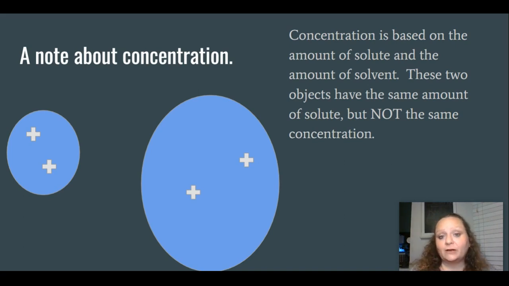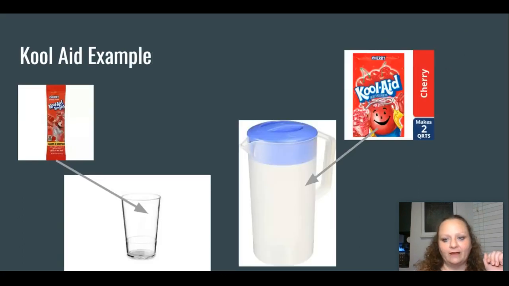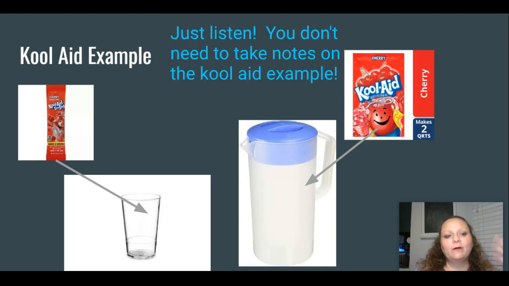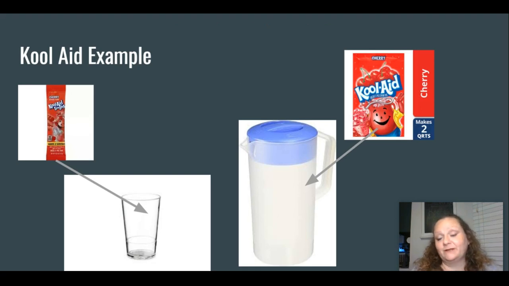That's important to understand. For the cell, concentration is everything. Here's my Kool-Aid example. Again, you don't need to write this part down, just sort of listen for a minute. If I want to make Kool-Aid, I need it to be Kool-Aid concentration, right? If it's too watered down or too concentrated, too thick, it's not going to be Kool-Aid, okay? So if we take a single serve pack and we put it in a glass of water, it makes Kool-Aid. If we take the 2-quart pack, we put it in a pitcher of water, it makes Kool-Aid, right?